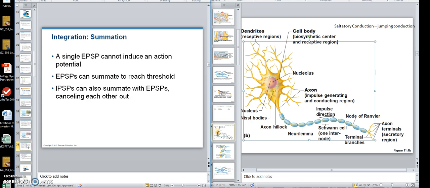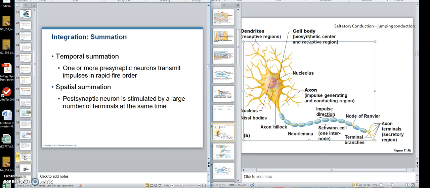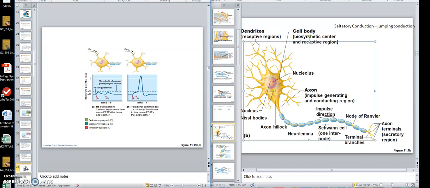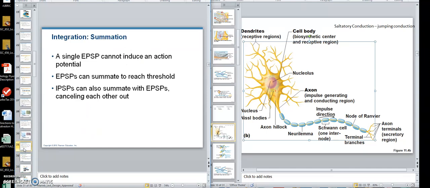Now, when we're talking about integration, we get into what we call the EPSP and the IPSP. And then we get into what we call temporal and spatial summation. Temporal and spatial summation. So I'm going to start another video on this integration and summation.